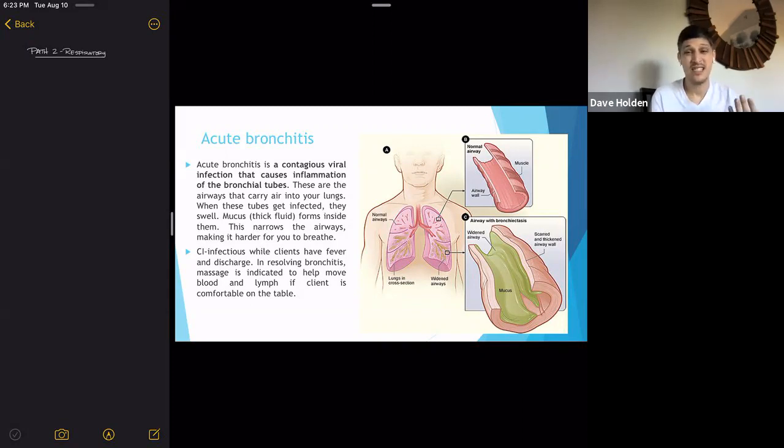Because it's viral, it is infectious, so it is contagious. So while they have a fever and they have discharge, they're coughing up mucus, do not touch them. They are sick, they have bronchitis, they need to go home.